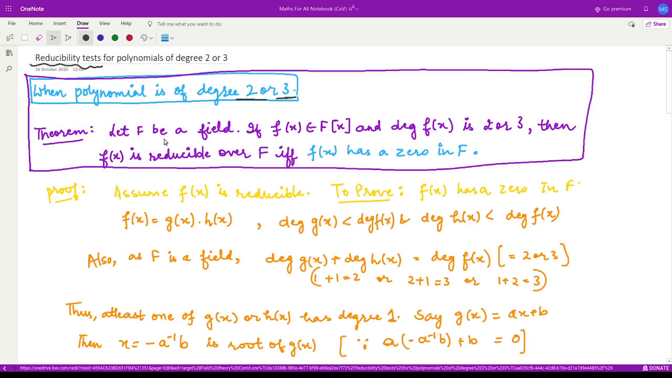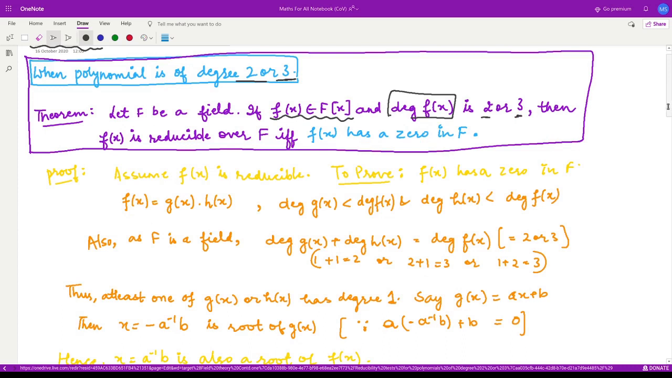The theorem is: if F is any field, this is the given field, and we have some polynomial f(x) in that polynomial ring, and the degree of this polynomial is either 2 or 3, in that case this given polynomial f(x) is reducible over F if and only if it has some 0 in the field F. So this polynomial is reducible only if it has a root, or if it has a root, then we can say that the given polynomial is reducible over the given field.